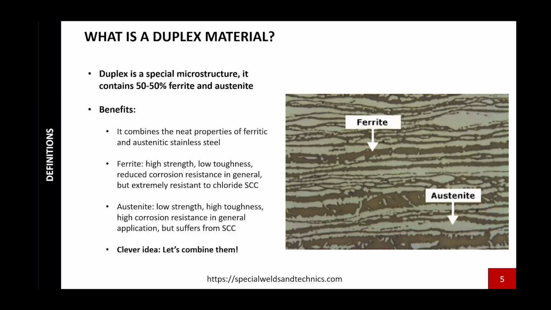What is duplex material? Duplex stainless steel is a unique microstructure containing 50% ferrite and 50% austenite. You can ask, but why do we need this material? To answer your question, let's take a look on the individual materials.